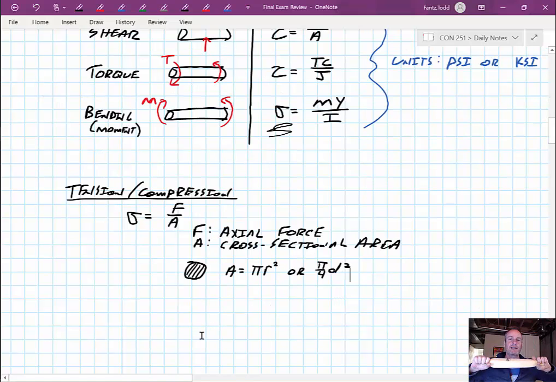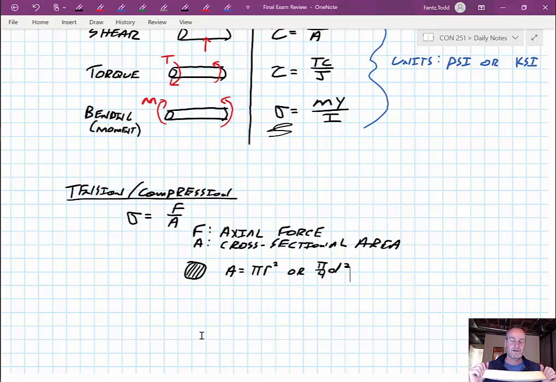Starting with this idea of tension or compression, like I said, we have a stress, sigma, which is the force divided by the cross-sectional area. The force is the magnitude of the force I'm pulling with, usually in either kips or pounds. Then we have the cross-sectional area measured in inches squared, right? How do I find the cross-sectional area? If it's a circle, you can use pi r squared for the area of the circle, which most people know, but we said it might be easier to use pi over 4 d squared. That was the idea behind tension and compression.